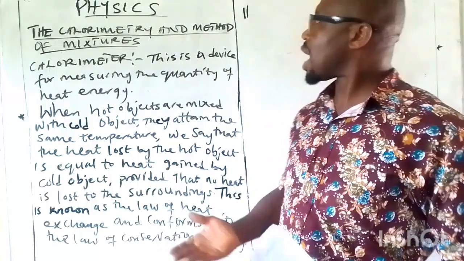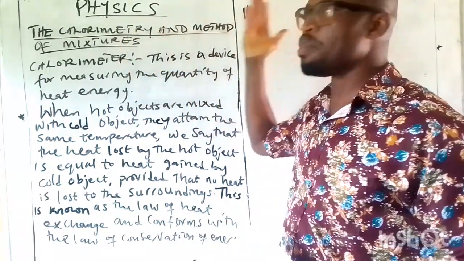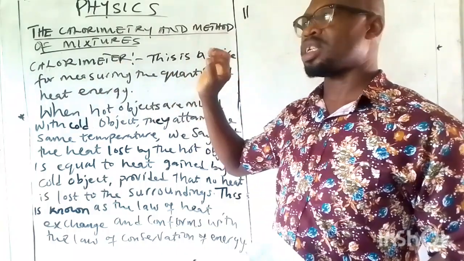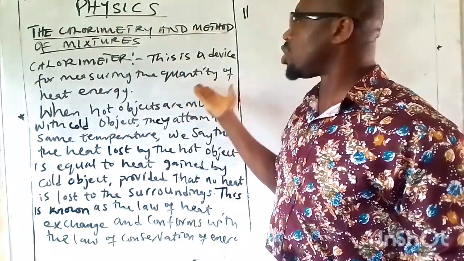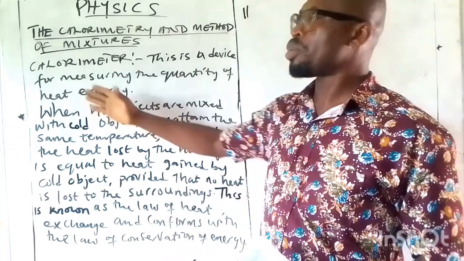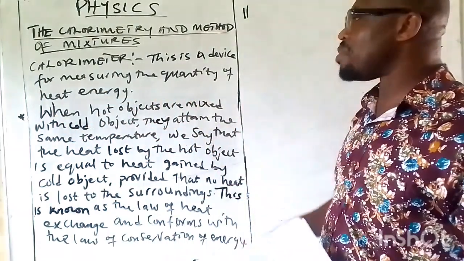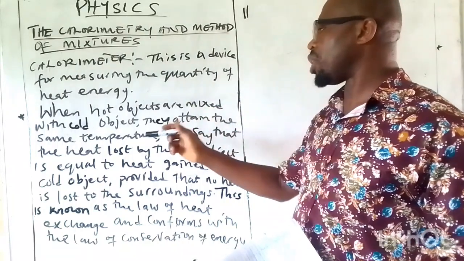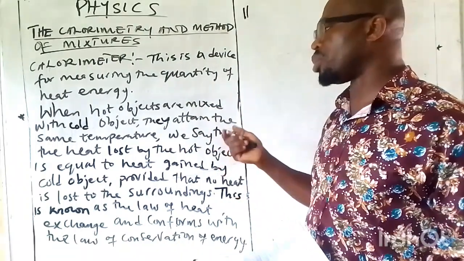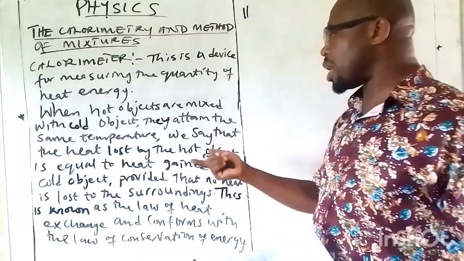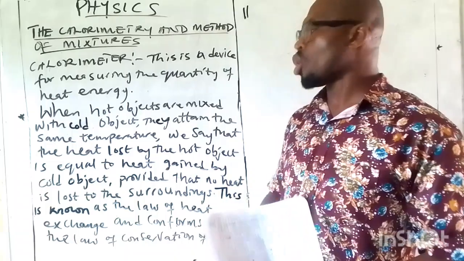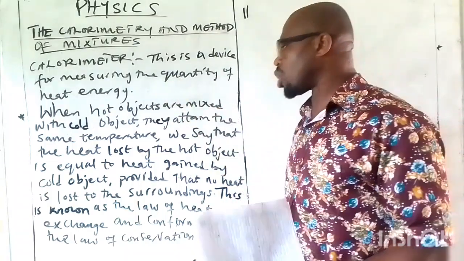We are going to look at calorimetry and the method of mixture. The calorimeter is a device for measuring quantity of heat energy. When hot objects are mixed with cold objects, they attain the same temperature. The heat lost by the hot object is equal to the heat gained by the cold object, provided that no heat is lost to the surroundings or absorbed from the surroundings.